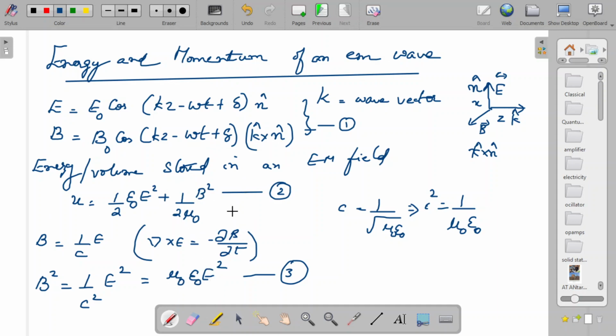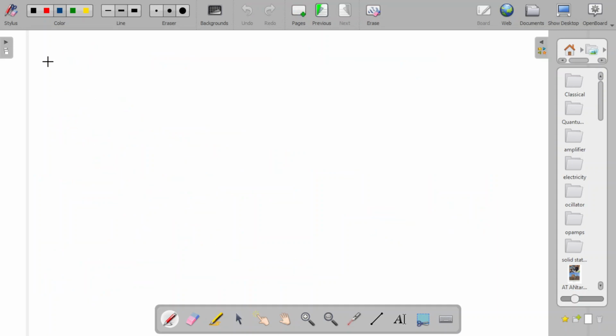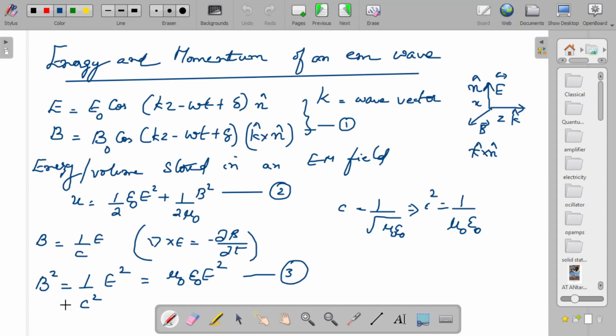So the total energy density as part contributed by the magnetic field is 1 by 2 mu 0 B square. I'll just find out what 1 by 2 mu 0 B square is when I substitute this instead of B square. Okay, let's see that. A part of this U, the energy density which is contributed by the magnetic field, is 1 by 2 mu 0 B square. And we have found out that B square is equal to mu 0 epsilon 0 E square.